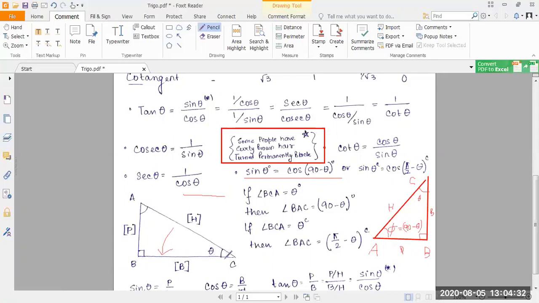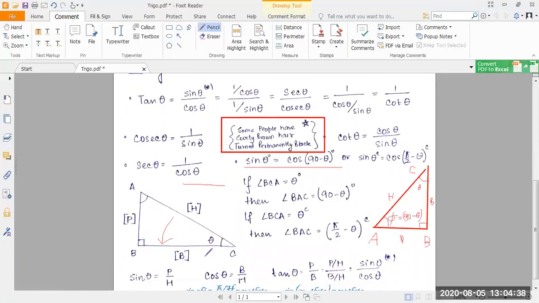When we say that sine theta equals 0, when we say that theta is 0, then the perpendicular, as I've mentioned before, ceases to exist. So obviously, if the perpendicular ceases to exist, the length of the perpendicular makes no sense. That's essentially 0. So sine theta will be 0 by whatever the hypotenuse value is. Sine theta will be 0. So that is why we say sine 0 degree is 0.